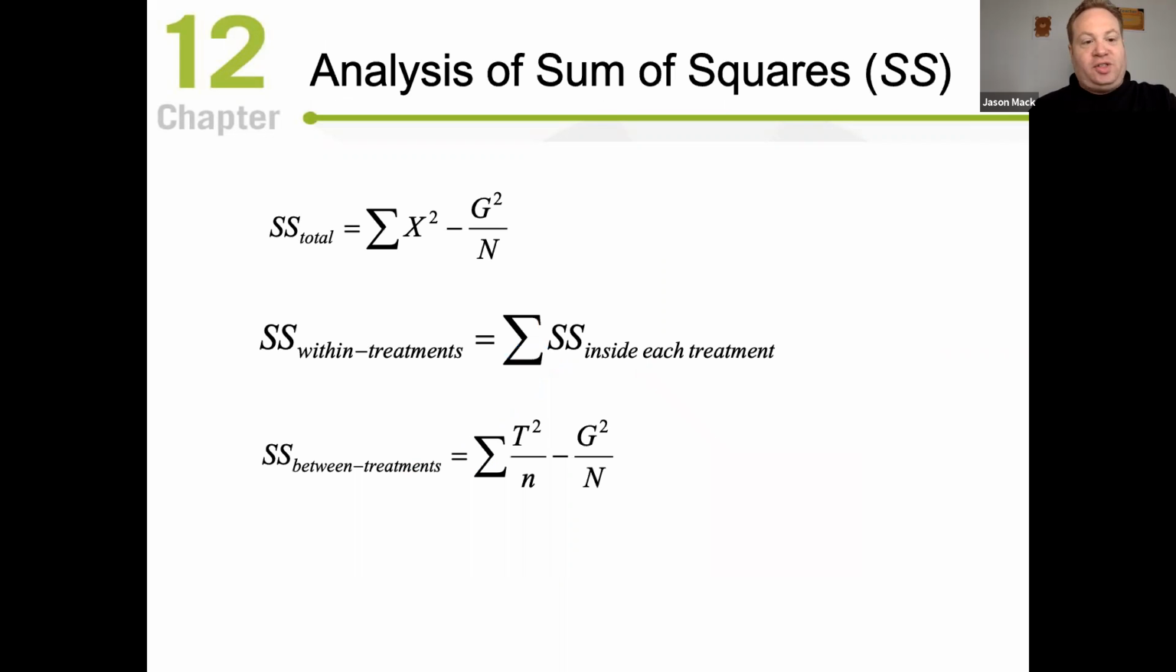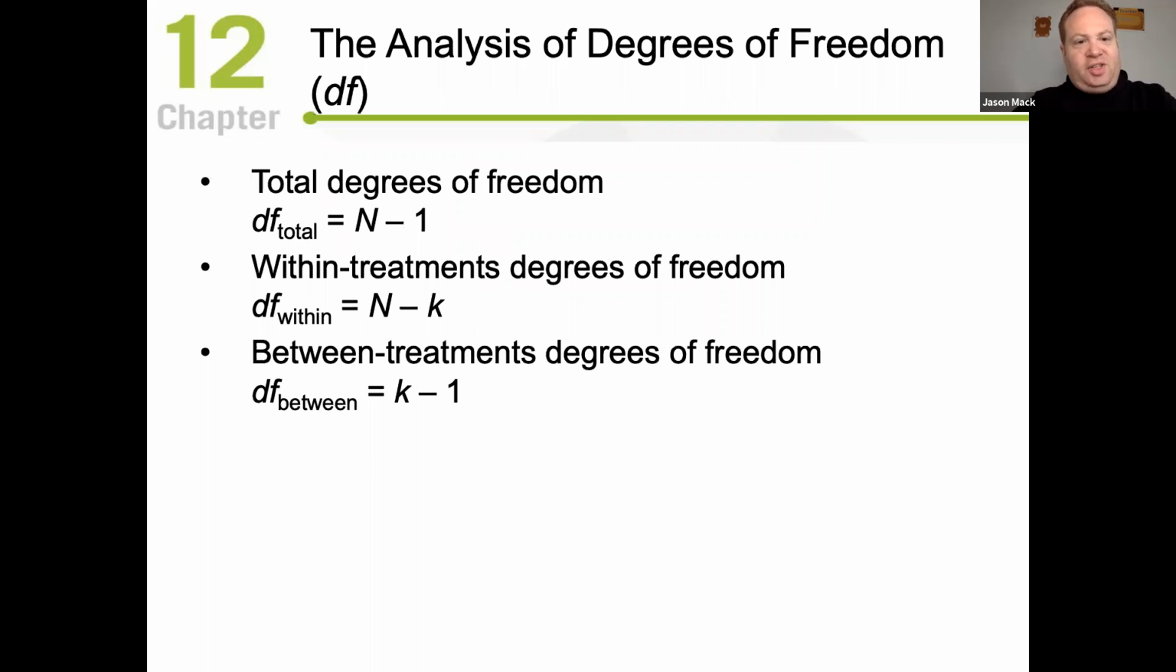Analysis of the sum of the squares. The sum of the squares total is this formula. The sum of the squares within treatments is this formula, and the sum of the squares between treatments is this formula right here. And no worries, we're going to do some exercises in this lecture or the next, which will be posted today. The analysis of the degrees of freedom.